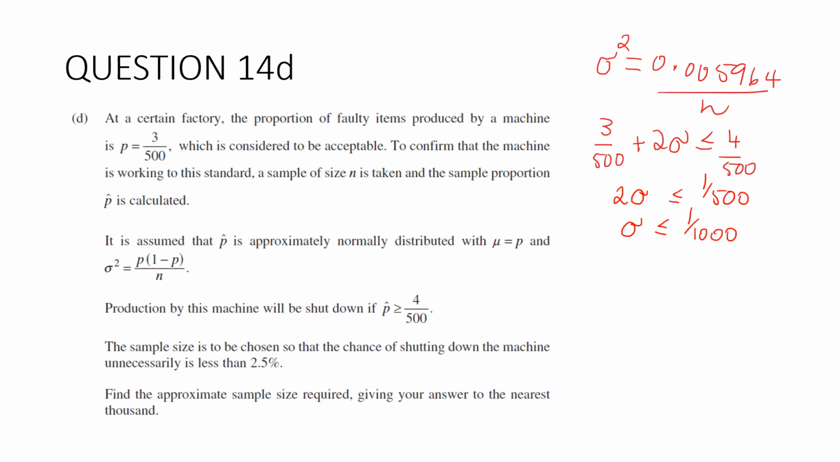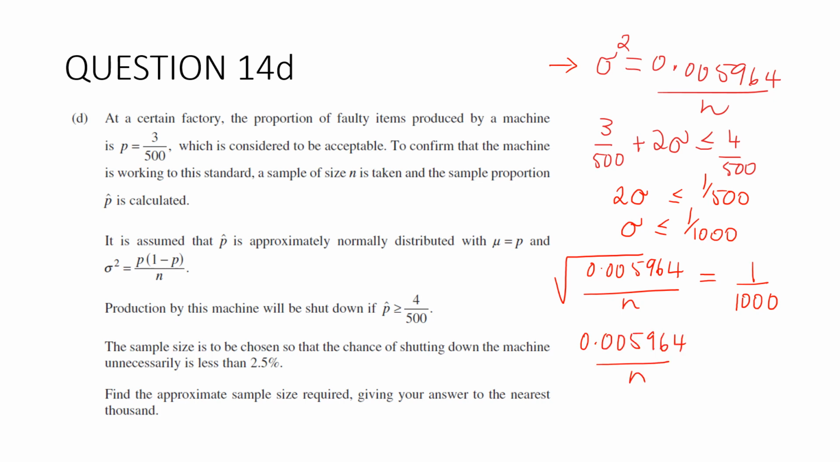Now we don't know sigma, but we do know sigma squared. So we're going to do the square root of 0.005964 all over n. I'm going to drop the inequality sign and just work with an equal sign. I can interpret it at the end. So squaring both sides, we get 0.005964 over n is equal to 1 over 1 million.